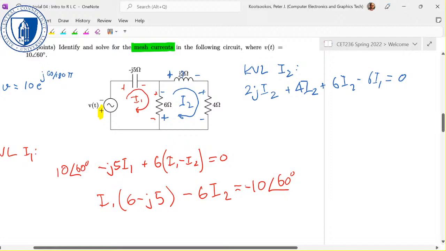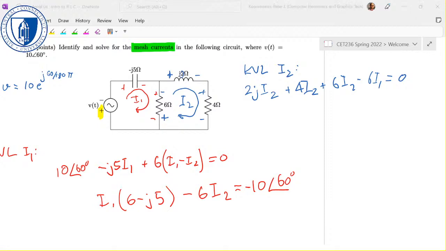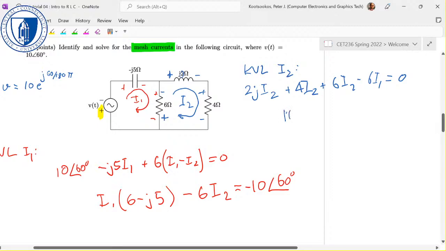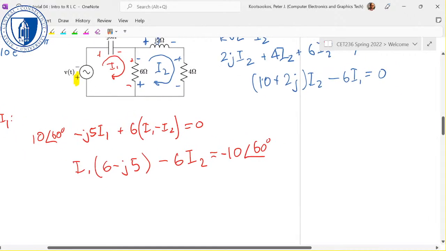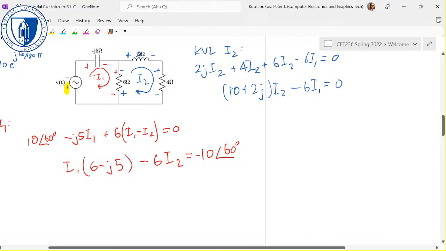Jason, can you do the distribute in group-like terms for I2 KVL, please? Ten plus 2J times I2, yeah? Minus 6 I1 equals 0. Sounds good. And Aritro, can you help us put that into a matrix, please?